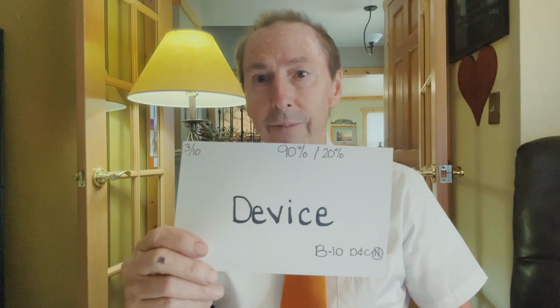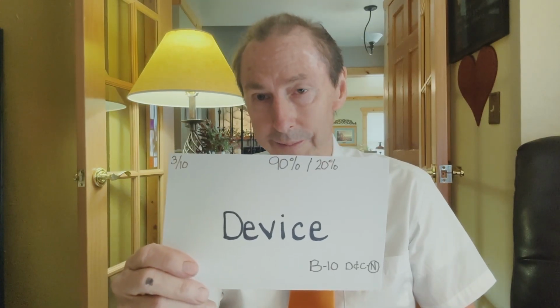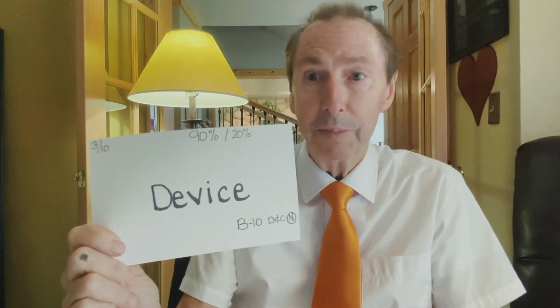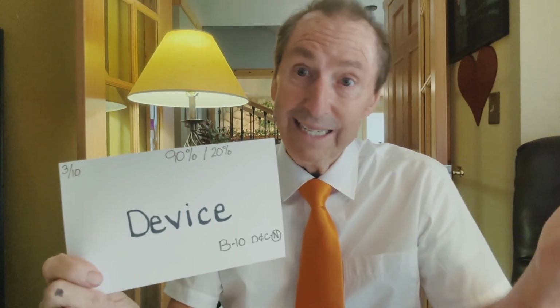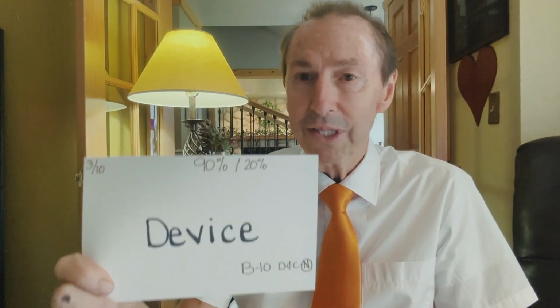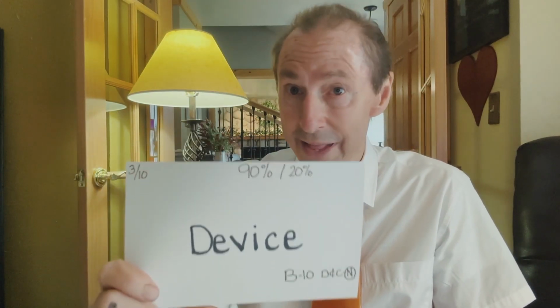So let's take the word itself. We have device. That is the word. And as you can see, 90% of the people spelled it right. Three people didn't spell it, for whatever reason. I don't remember what they were. But 20% of the people got the definition right. Now that's where the rub comes, as in most of these words.